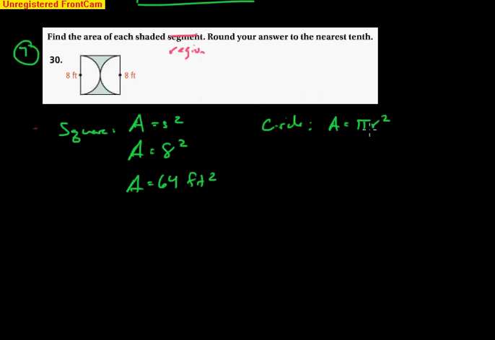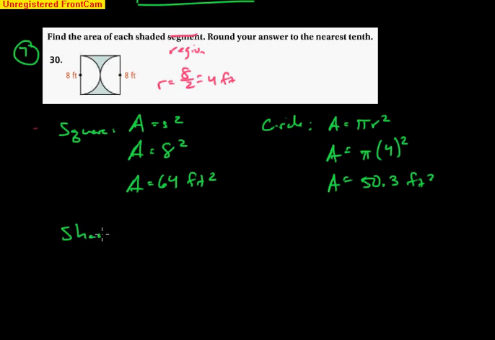Well, the area of a circle is pi r squared. Now those are diameters, so the radius is half of that. 8 divided by 2, which is 4 feet. So in this formula, I will use 4 as my radius, 4 squared. And that is pi times 4 squared. And that comes out to be roughly 50.3. And that again is feet squared.